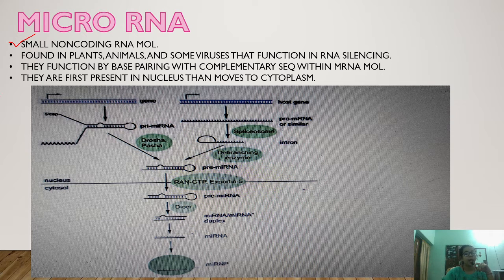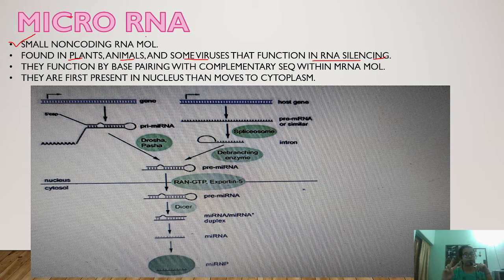MicroRNA is found in plants, animals and some viruses, and functions in RNA silencing. So it is found everywhere and helps in the process of RNA silencing or gene silencing. They function by base pairing with the complementary sequence on the mRNA molecule, as siRNA does. They are first present in the nucleus, then move to the cytoplasm. This is the second difference between siRNA and microRNA. The first difference is that siRNA is double-stranded, whereas microRNA is single-stranded. The second difference is that siRNA is present in the cytoplasm itself, whereas microRNA is first present in the nucleus and then moves to the cytoplasm.